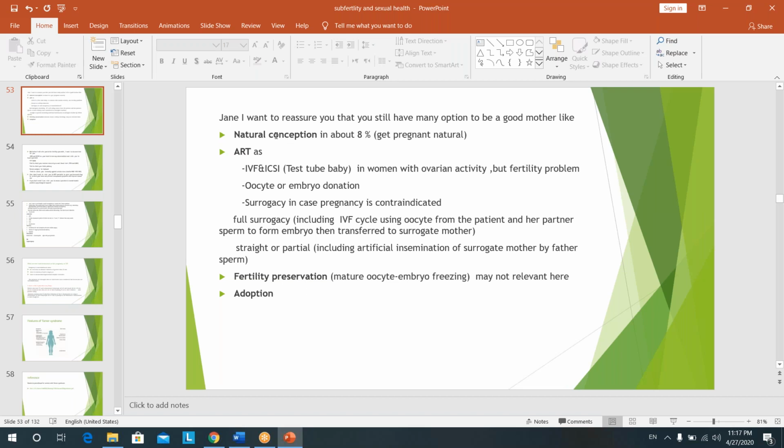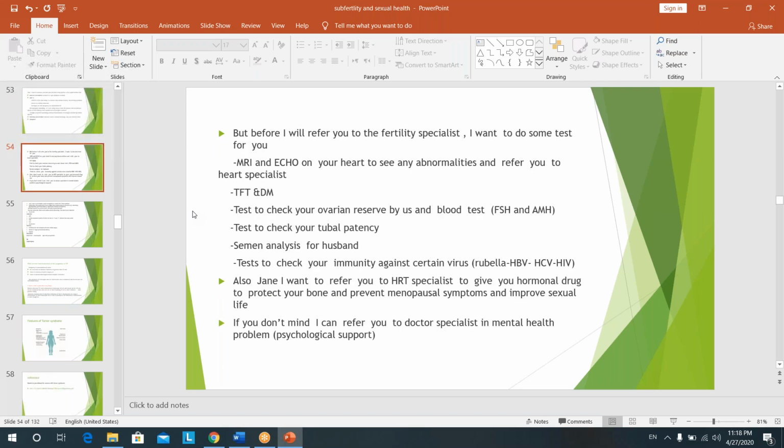So what are the options? What are the routes of parenthood in a patient with Turner syndrome? The routes are natural conception, ART, fertility preservation, and adoption. This patient may come as a structured discussion task, and they may ask you the same question.